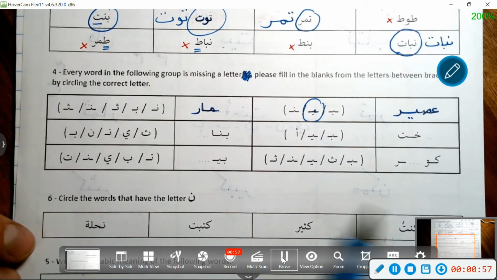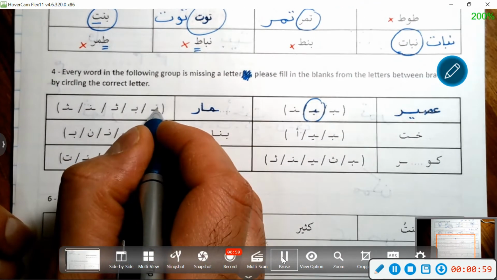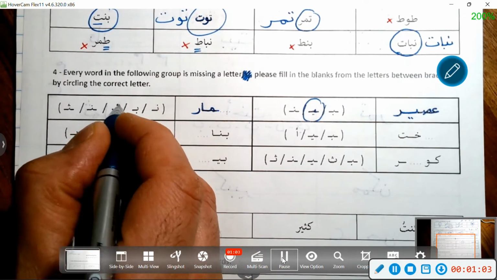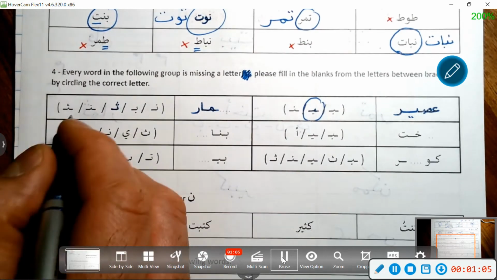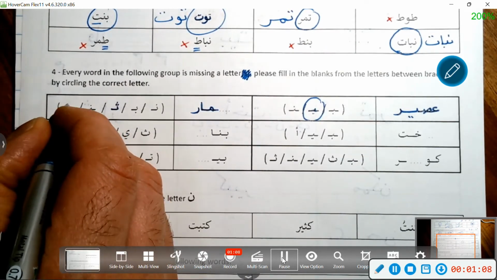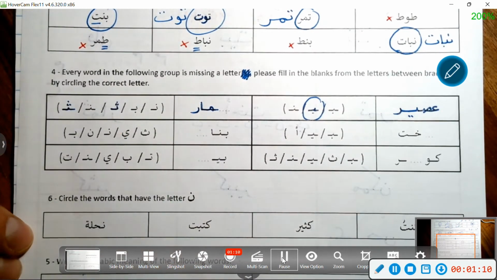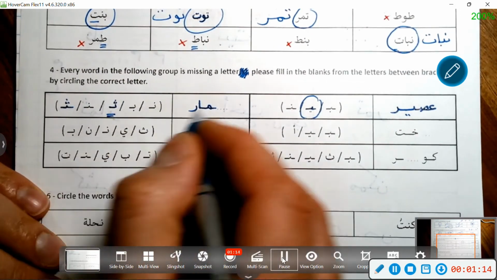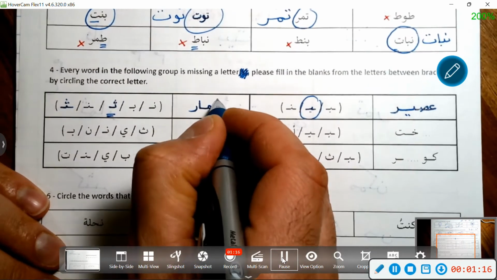So thimar. Now we have noon, ba, tha at the beginning, and we have tha at the middle. So which tha are we going to use? Of course, the one at the beginning, because here tha is at the beginning of the word. Thimar.